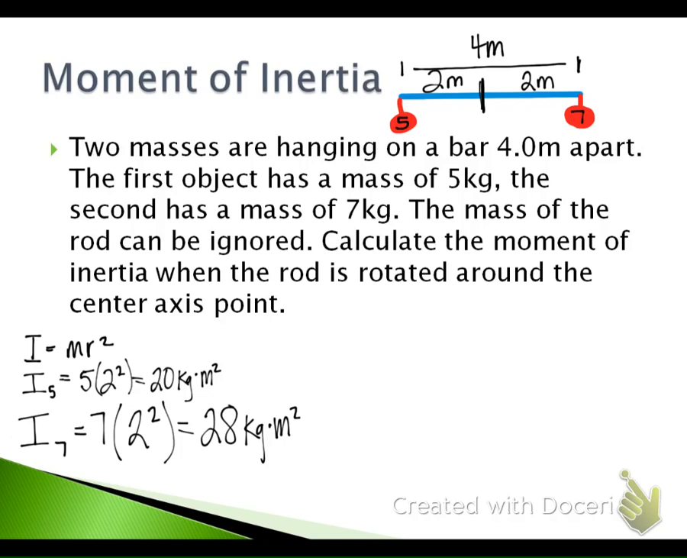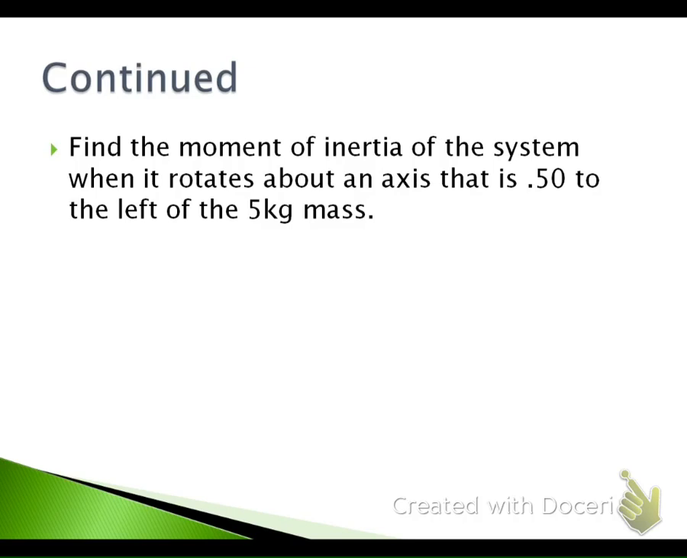Okay, so now we have the moment of inertia for each of those sides. We have to just add them together. So our total moment of inertia for our entire system is 48 kilogram times meter squared. Okay? Questions?